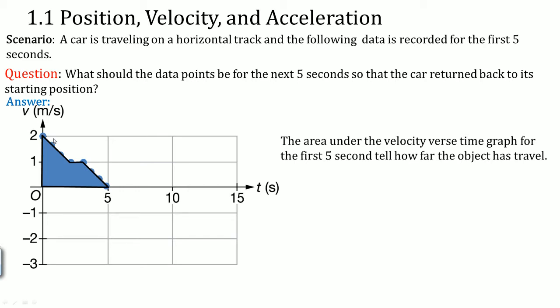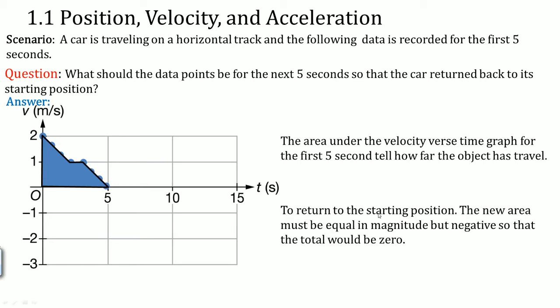To find it to return back to 0, you notice that for the first seconds, the object traveled at least 5 meters given that area. So it has to come back 5 meters. So the area that you want here has to be negative 5 meters for it to show that it came back. Because to return to the starting position, the new area must be equal in magnitude but negative, so that the total would be 0.